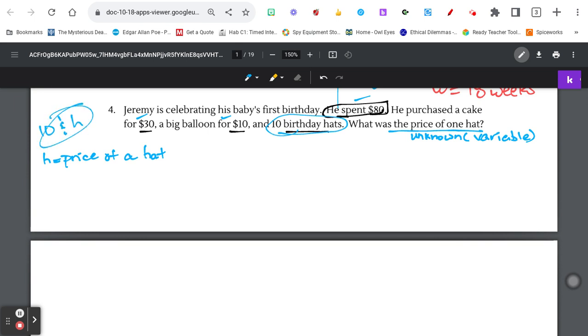Okay. All right. And he spent $80. What he spent is what his total equals. This was his total. So let's figure out how he got to that total of 80. Well, the first thing he did was spend $30 for the cake. Nice, Dad. And then he spent $10 on a balloon. And then he bought 10 hats. So he spent H dollars 10 times, or 10H. And that got him to $80.